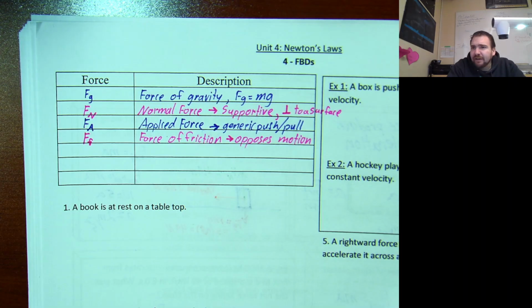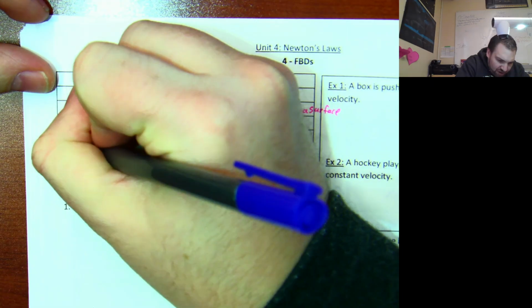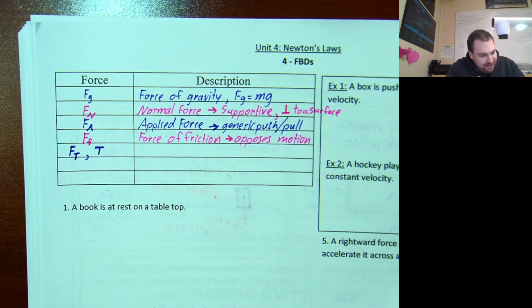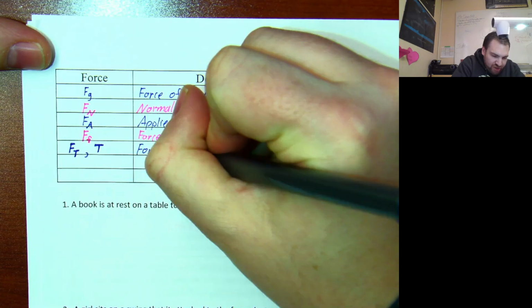What else have we got here? Which one haven't I addressed? This one. Sometimes it's called F big T, other times it's just called big T, which is weird because there's another thing we're going to talk about that's big T. So I don't really like to use this one. I usually write it like this. But this is a tension force, or force of tension.